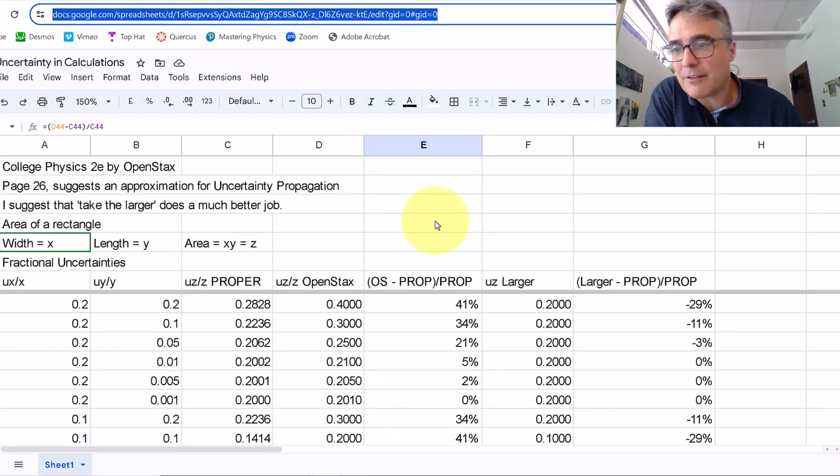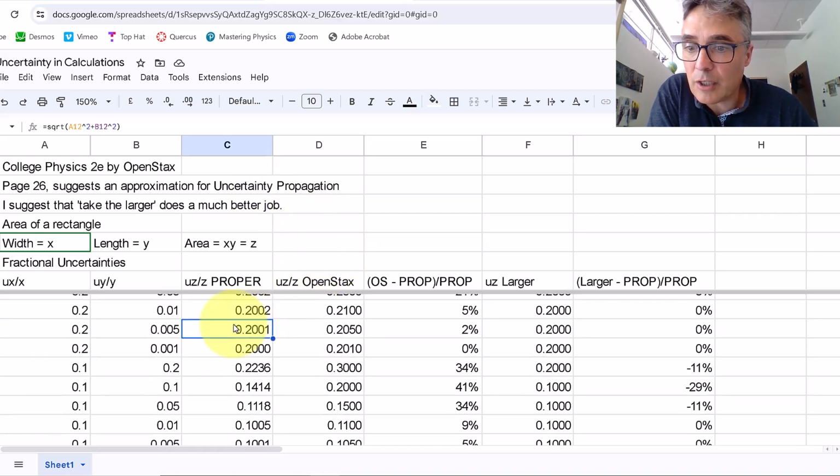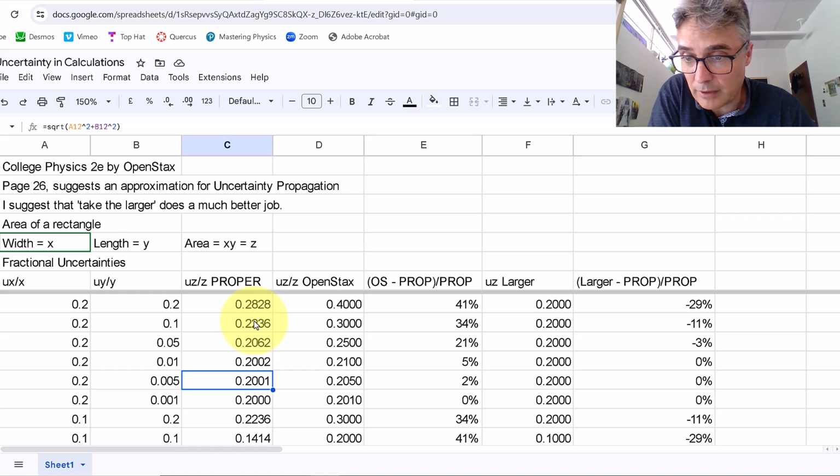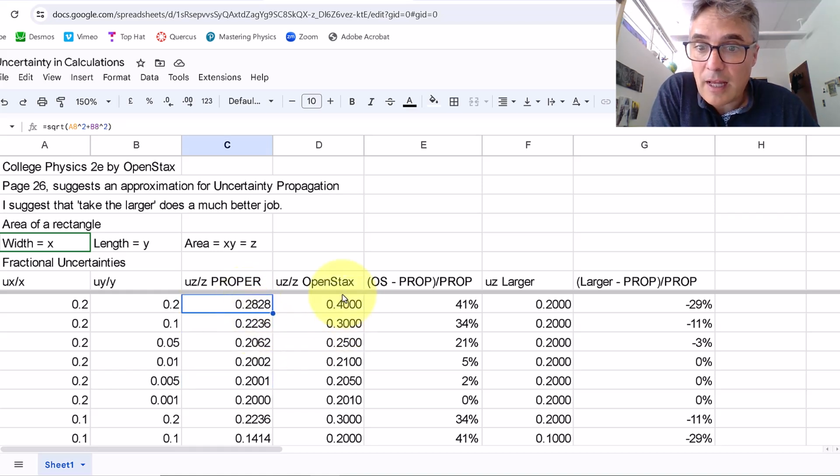I'll put a link down to this Google sheet, but basically the proper uncertainty is always found by adding the squares of the uncertainties, in this case the percent uncertainties when you're multiplying, and then taking the square root. This is something called adding in quadrature. So this is the real way to propagate uncertainties. OpenStax, this book is trying to give you this approximation where you just add.